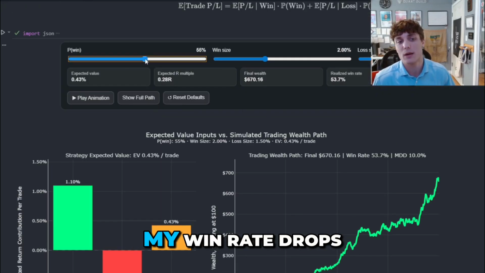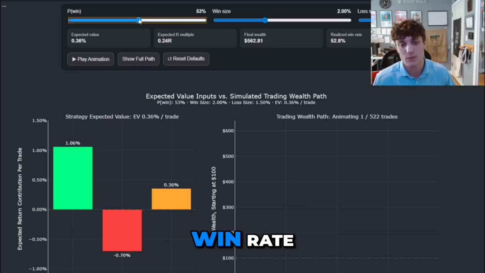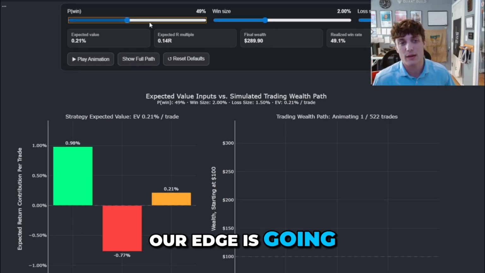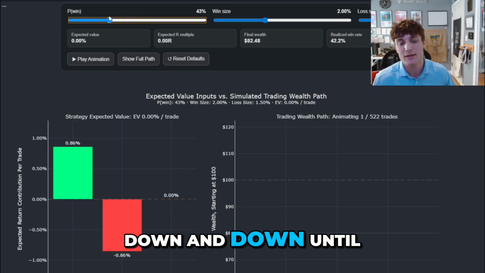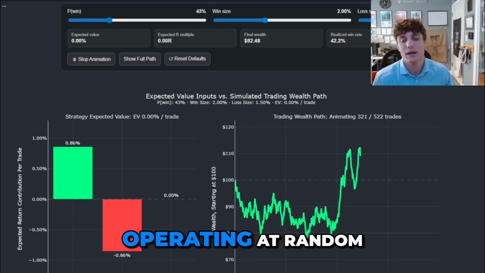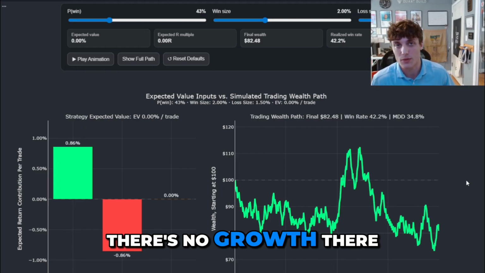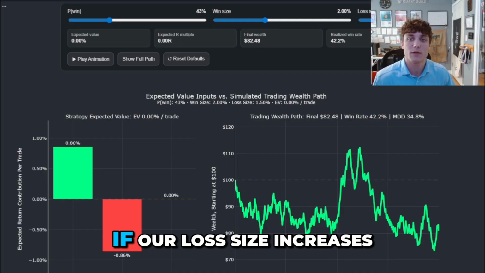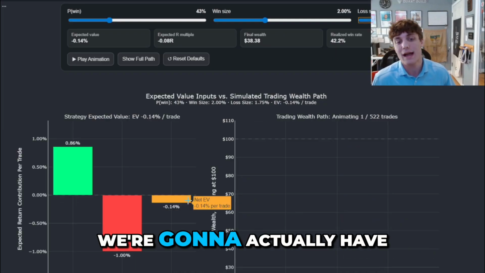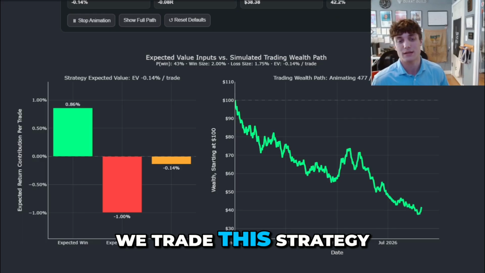But what happens as my win rate drops? If you notice in the bar chart here, as I decrease this win rate, our edge is going down and down and down until it becomes zero. Then effectively, we're just operating at random. We're just going to indefinitely oscillate around zero. There's no growth there. And to make matters worse, if our loss size increases, we're going to actually have a negative edge and we're just going to lose money the more we trade this strategy.